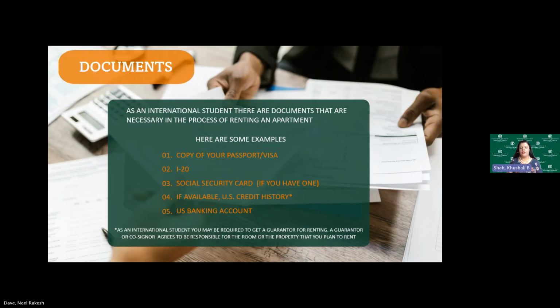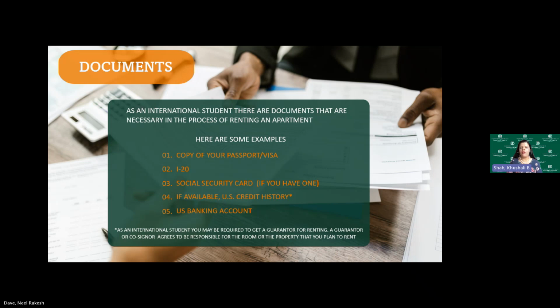All right, so those are the associated costs that we talked about on top of your rent. Now, you will need certain documents in order to rent an apartment as an international student. Here are some of the things to consider to have handy when you get here. One is your passport and your visa. So you may need a copy of your passport and your visa to rent an apartment. You may need your I-20, Social Security card if you have one, U.S. credit history if you have one, and a U.S. banking account.